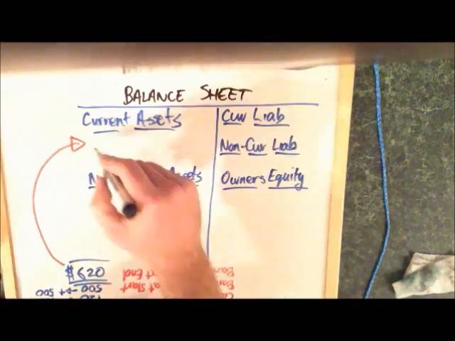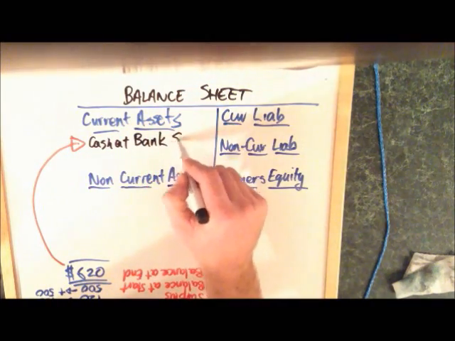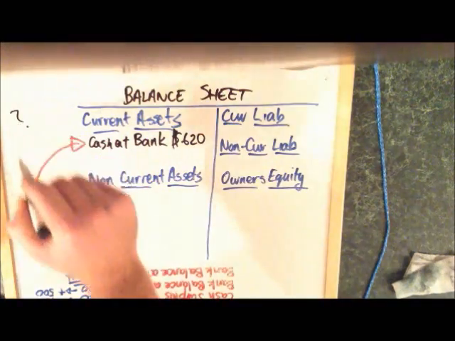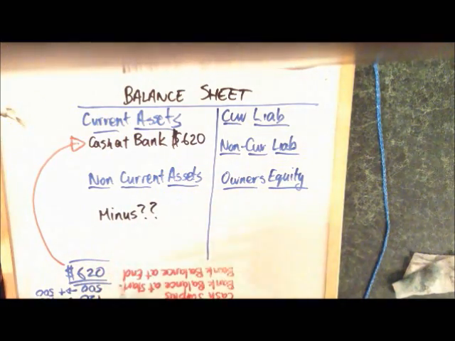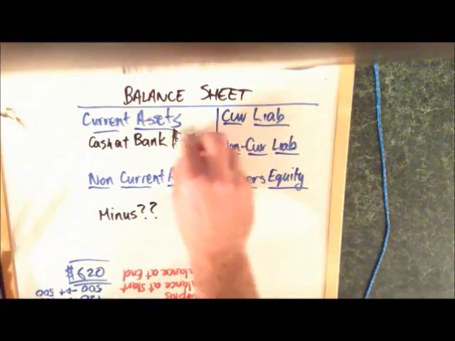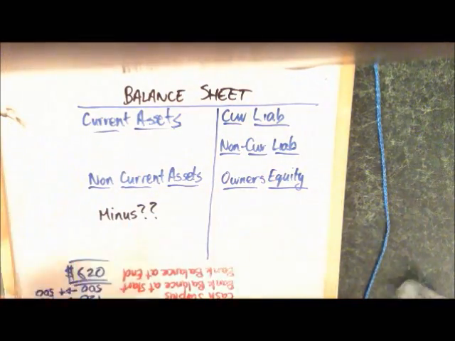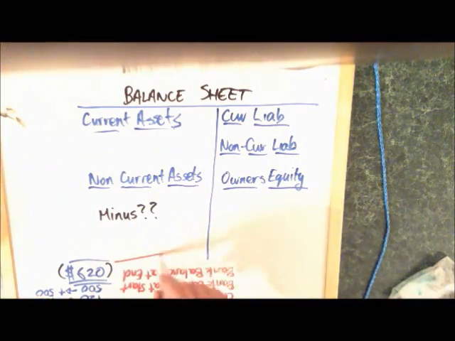But hang on a second, what if we're in minus or we had a negative cash at bank? Well then, my friends, it would go into the current liabilities section as a bank overdraft.